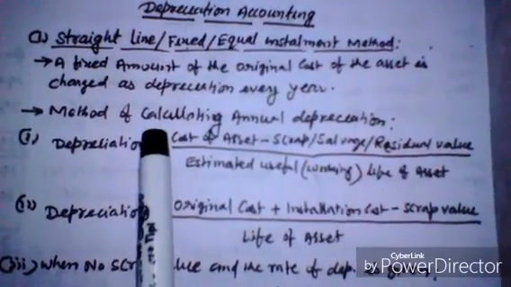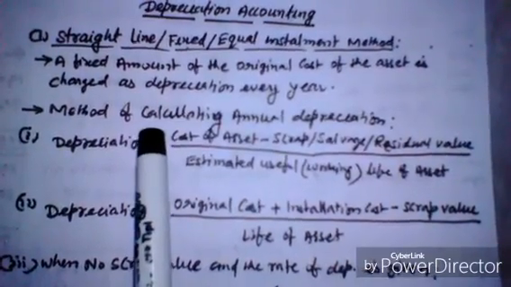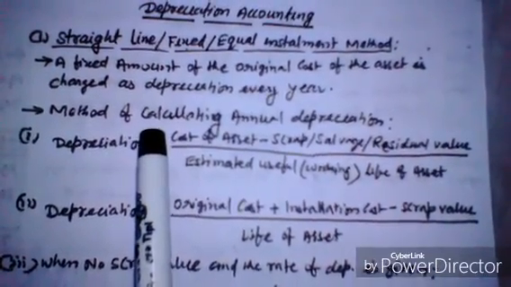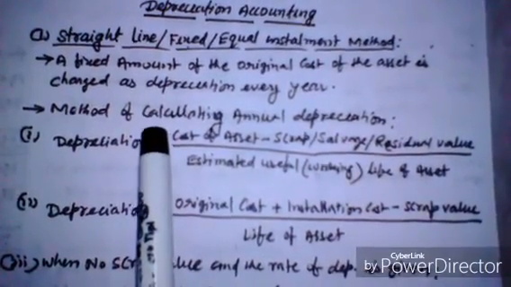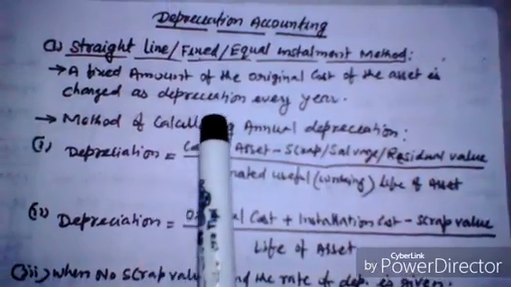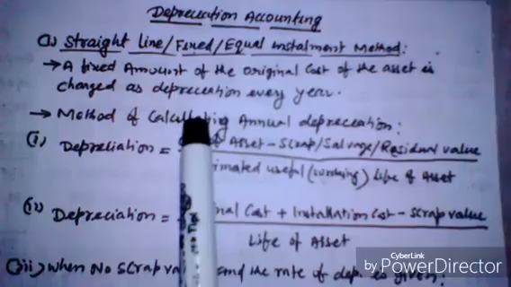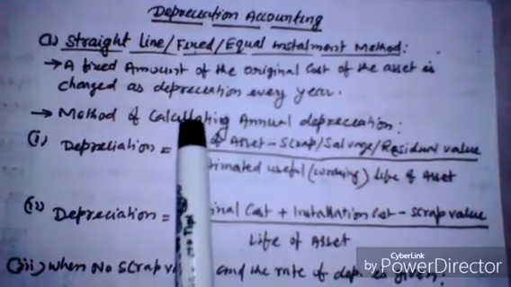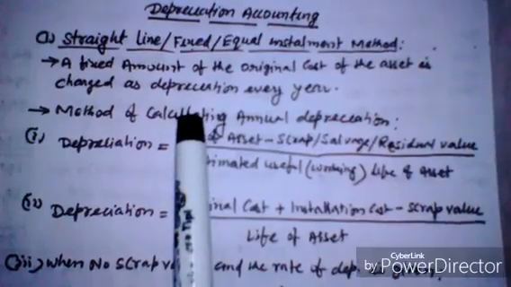of the asset. If depreciation of different years is plotted on graph paper, the graph will reveal a straight line. Hence, it is called the straight line method. This method is also known as the original cost method because under this method, depreciation is charged at a fixed percentage on the original cost of the asset.